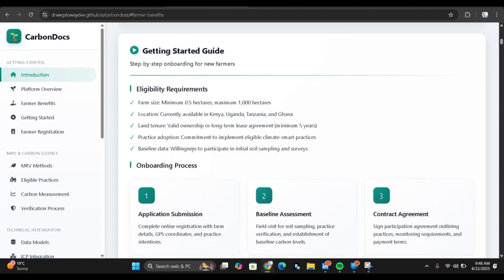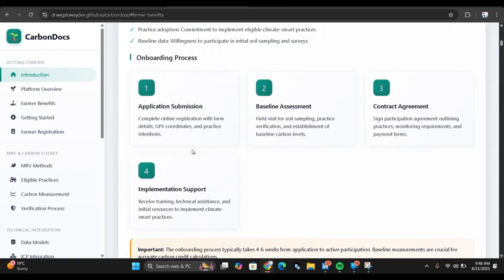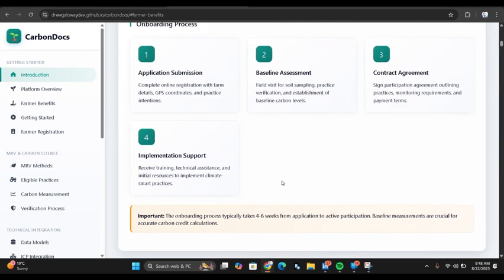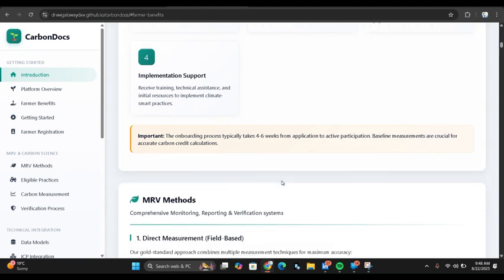So we're willing to take initial part in soil sampling and surveys. Therefore, the onboarding process will include an application submission, the baseline assessment, the contract agreement, the implementation support, and more. The onboarding process will typically take around 4 to 6 weeks from application to active participation. This will ensure crucial and accurate carbon credit calculation to avoid further problems.